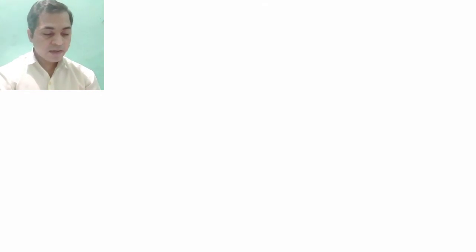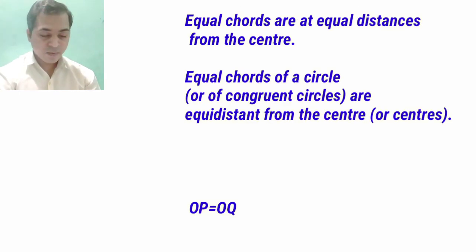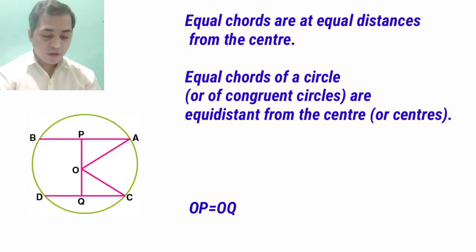Equal chords are at equal distance from the center. Equal chords of a circle, or of congruent circles, are called equidistant from the center, right? So students, here in the diagram you can see a circle with center O. AB and CD are two equal chords, then we can say that the lengths OP and OQ will be equal, meaning the chords are equidistant from the center.